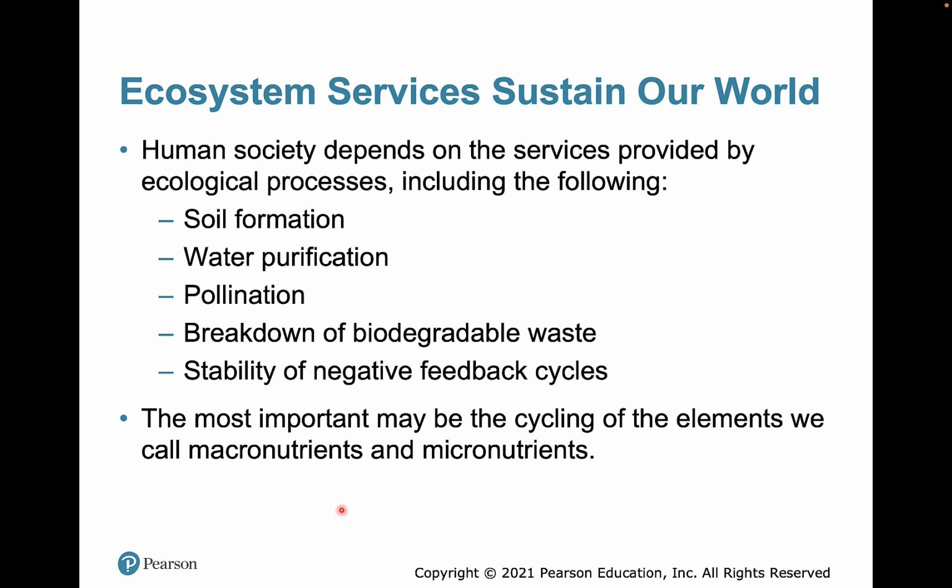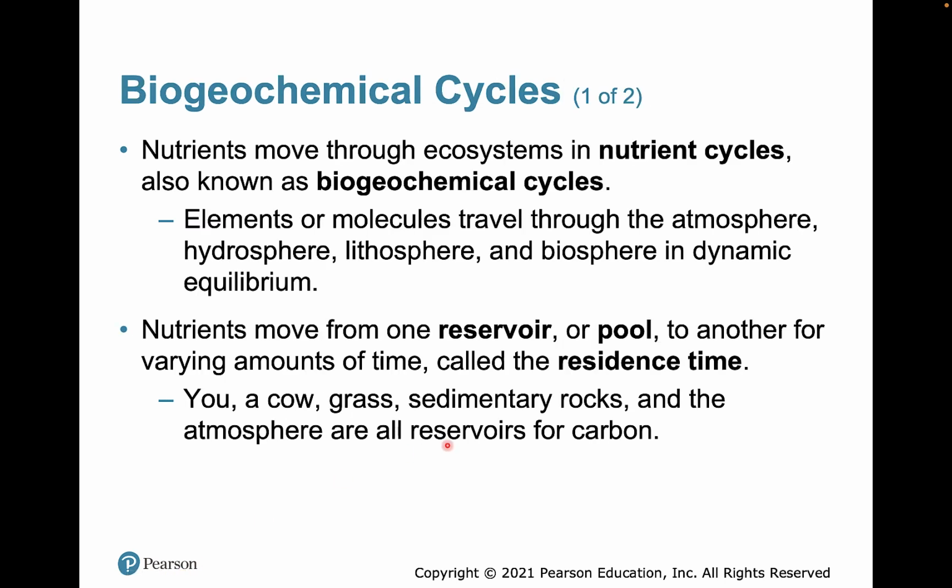All right. Some of the most important ecosystem services, right, are related to elemental cycling through biogeochemical cycles. Biogeochemical, let's break that word down. Bio is life, right? Geo is earth, and chemical is nutrients, right? So it's the cycling or movement of nutrients through living things and the earth, okay? They travel through those earth systems that we talked about before, all right? So that's a biogeochemical cycle or a nutrient cycle, all right?